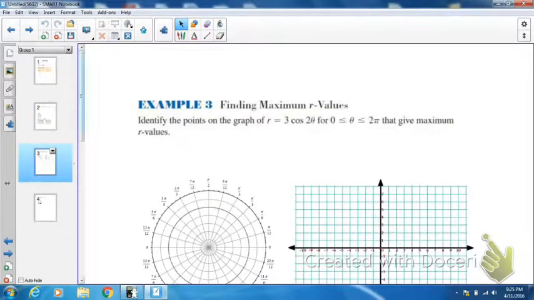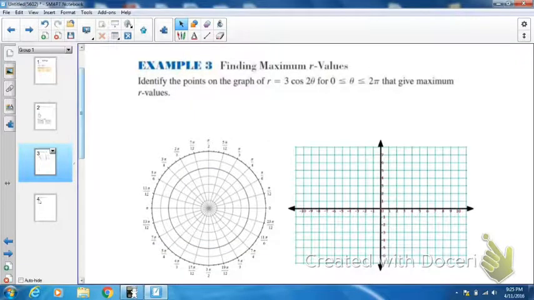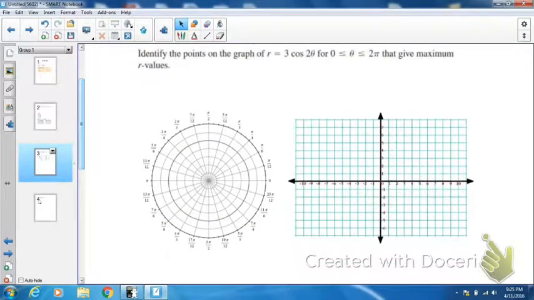Okay, on the next page we're actually going to graph those. So what I want to do is graph my equation. I've got r equals 3 cosine 2 theta, and 0 to 2 pi, that just means we're going to put it all in the unit circle. And we want the max value for r. So I'm going to graph the polar equation and just see what that looks like, and we'll put it on our polar coordinate plane.